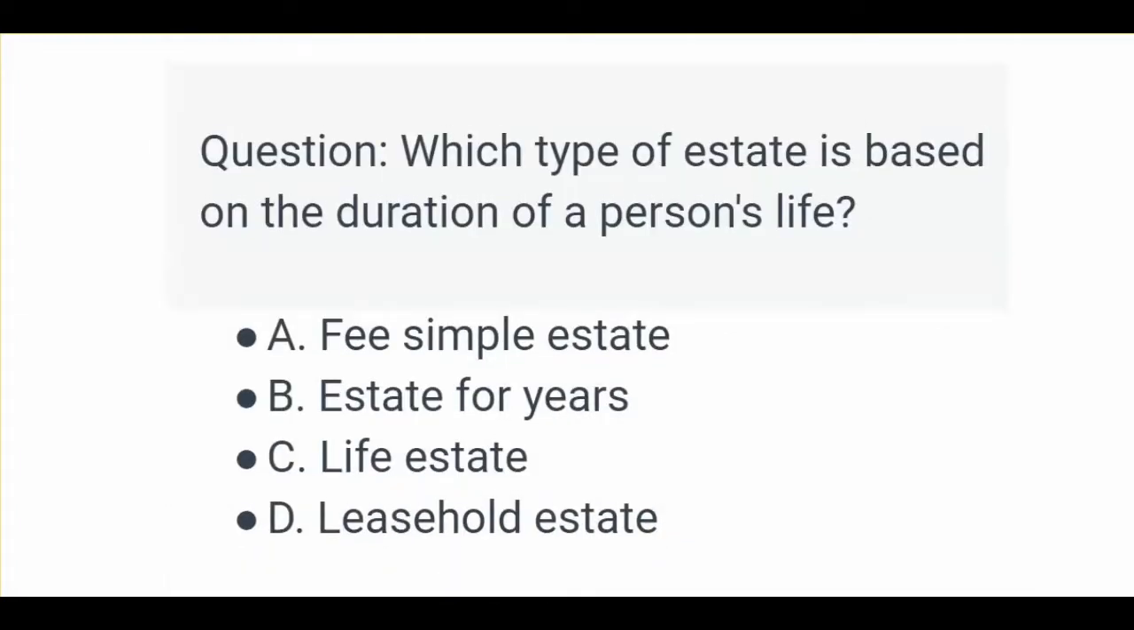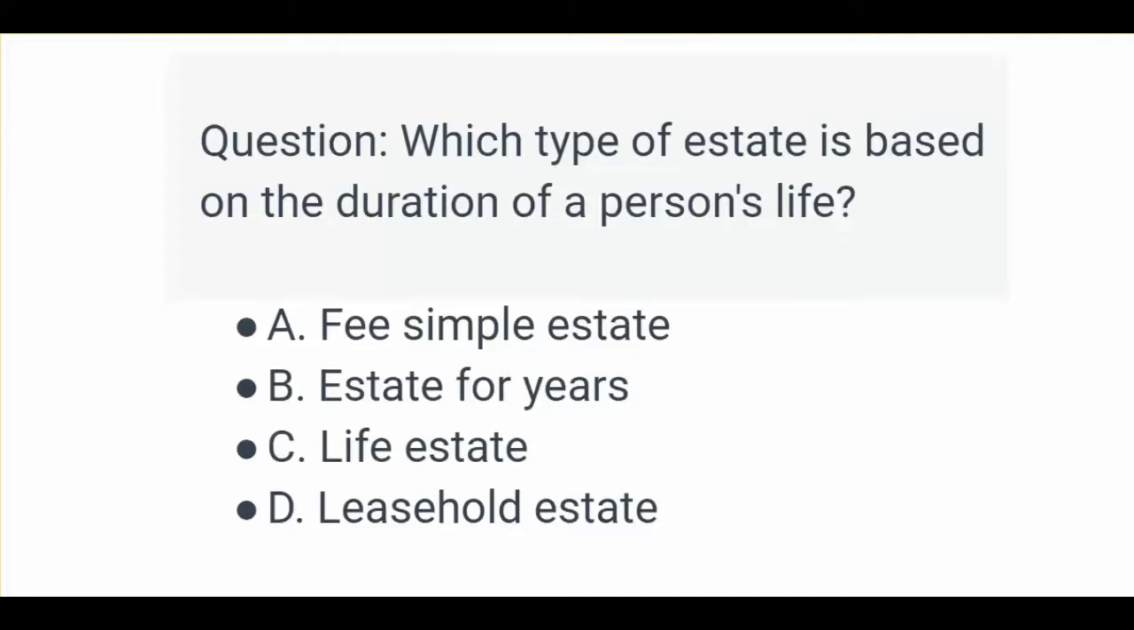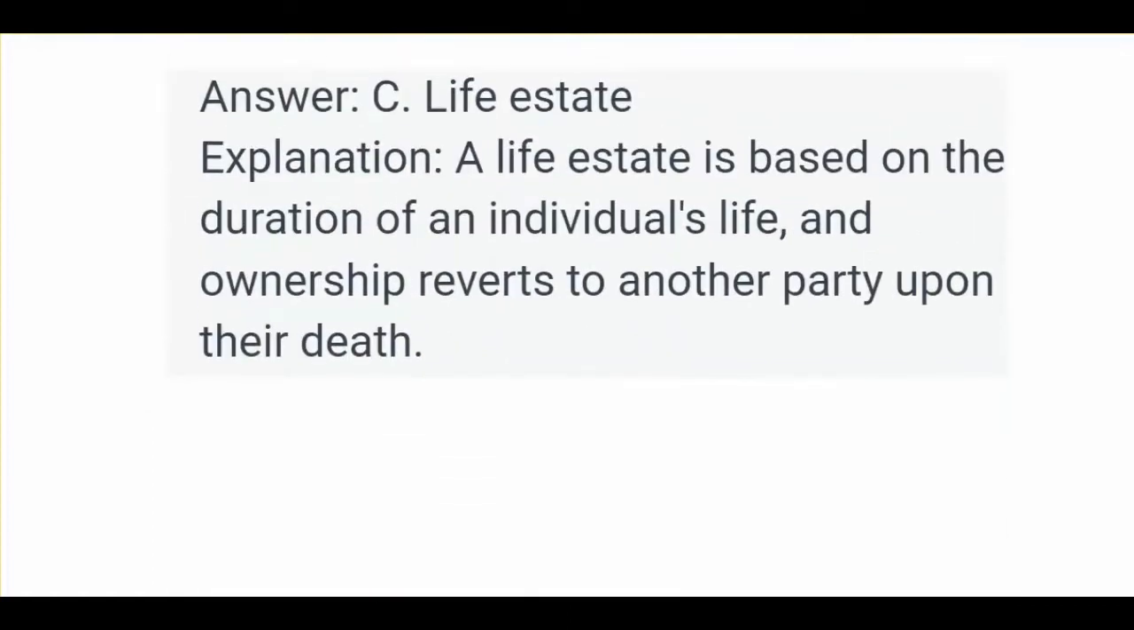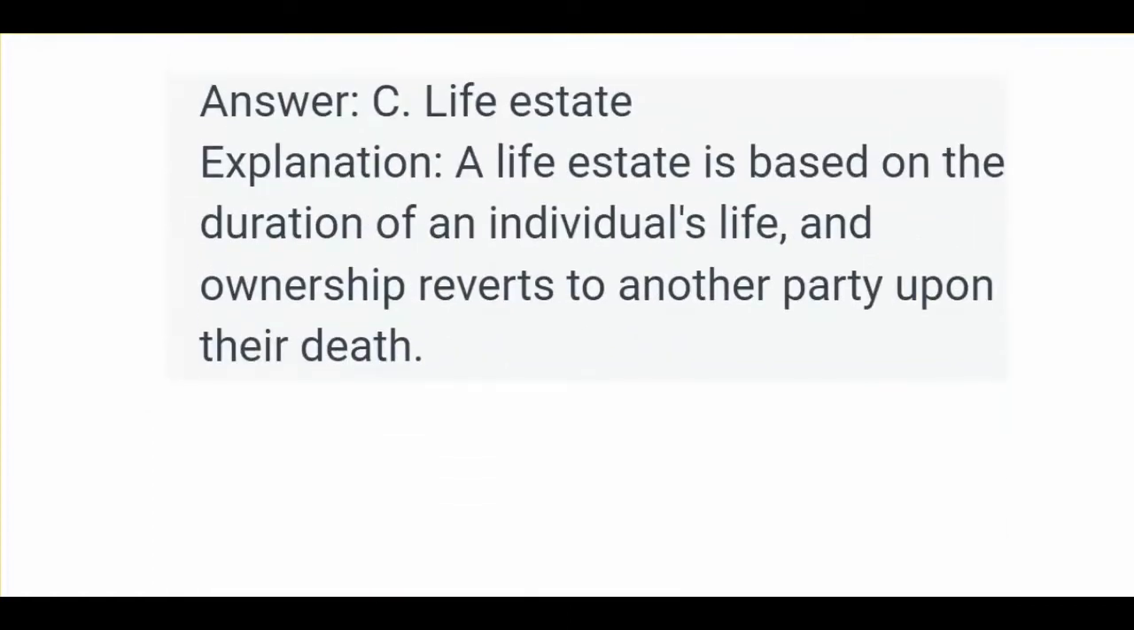Which type of estate is based on the duration of a person's life? A, fee simple estate. B, estate for years. C, life estate. D, leasehold estate. Answer C, life estate. A life estate is based on the duration of an individual's life, and ownership reverts to another party upon their death.